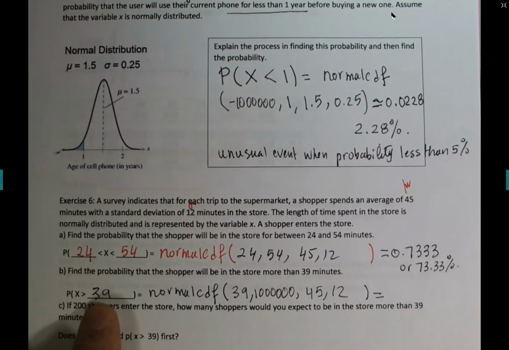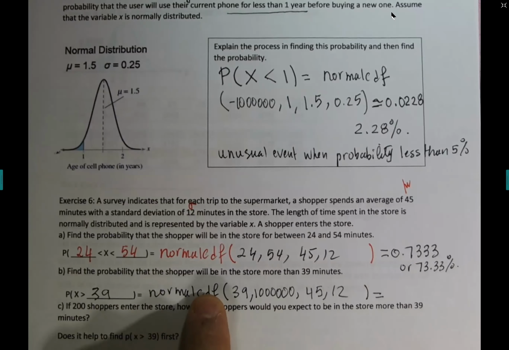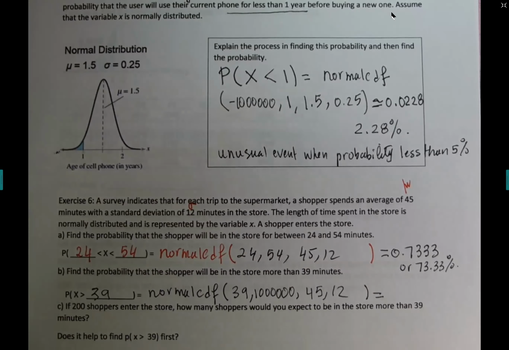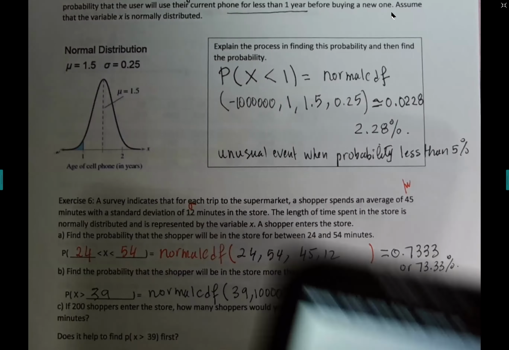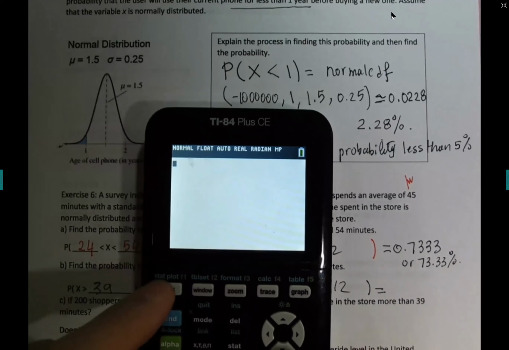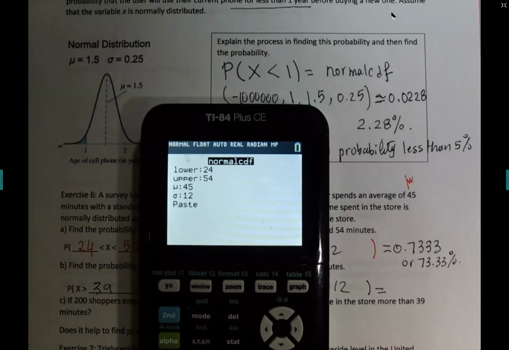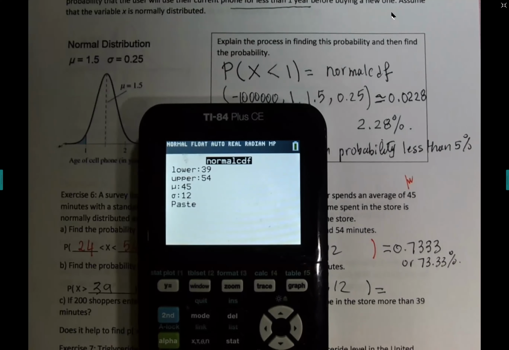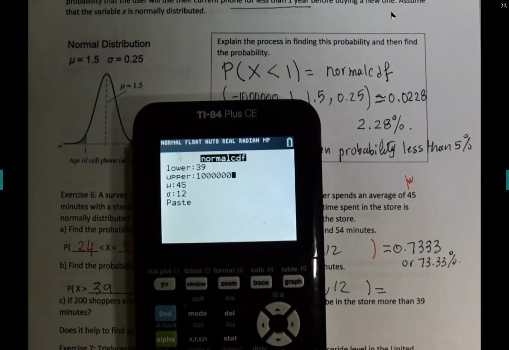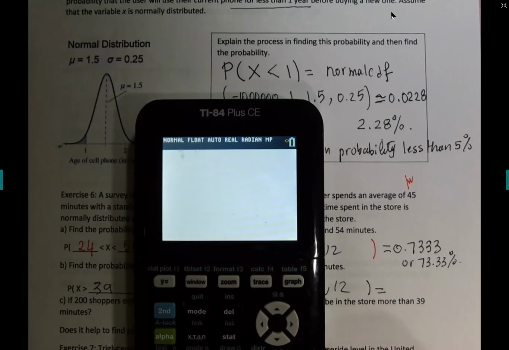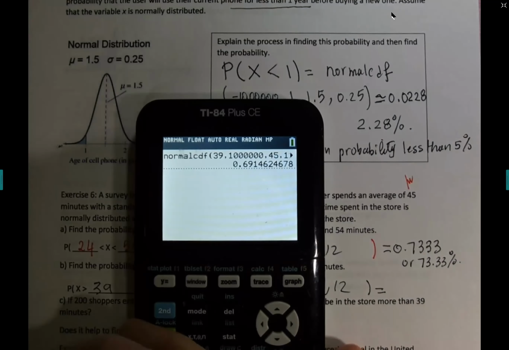Less than 39, let's say I ask you what's the probability of X less than 39. You do a negative a million, then 39, then 45, then 12. Okay, guys, so let's see what the number is. That's a good question. Second, distribute normal CDF. Okay, so we have 39 to begin with, million, but as big as you want, make the number, and then 45, 12. So I got 0.6914, guys. You can see that.